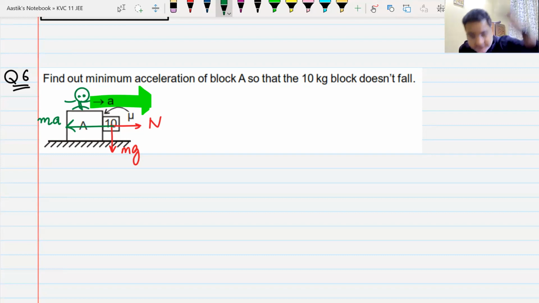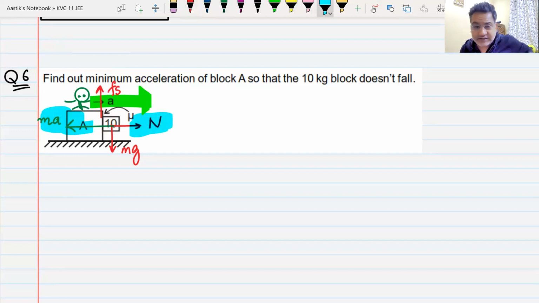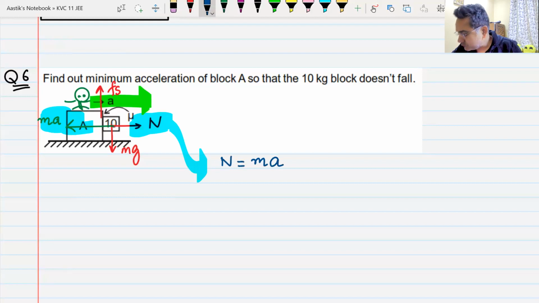No one seems to be stopping this block from falling down, unless I think about my new friend, which is static friction. So now static friction will act and try to stop the block from going down. This block is not going to keep slipping down. So I have the blue equation ready. And the blue equation is N is equal to ma.